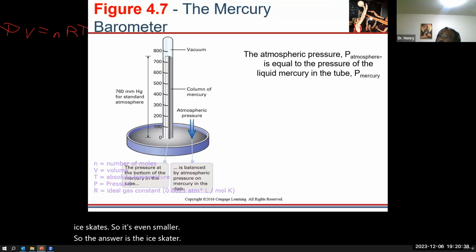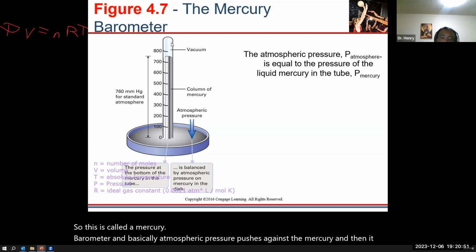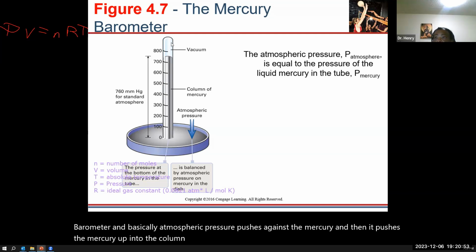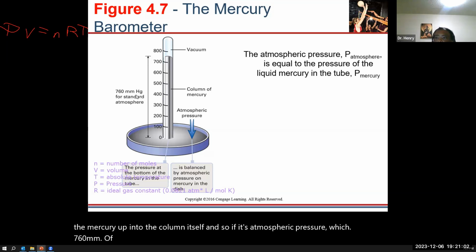So this is called a mercury barometer, and basically atmospheric pressure pushes against the mercury, and then it pushes the mercury up into the column itself. And so if it's atmospheric pressure, which is 760 millimeters of mercury, right? And so that's the value of 1 atmosphere. So 1 atmosphere is always equal to 760 millimeters of mercury.